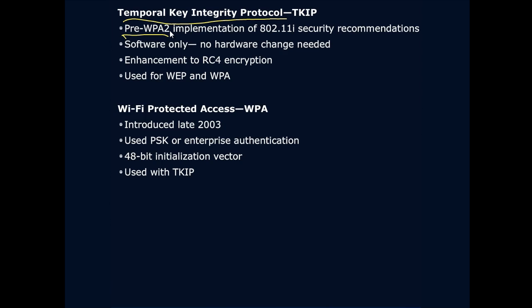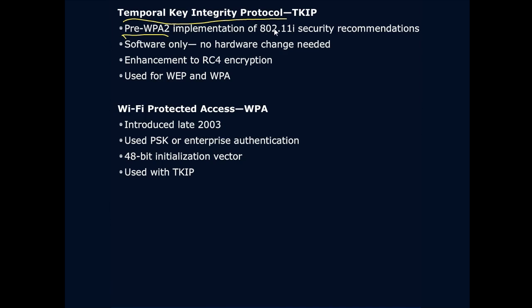TKIP was introduced to fix WEP. That's what it was. When WEP was released, it was almost immediately broken. So everybody had to come up with a way to get this wired equivalency. We wanted privacy on our wireless networks. They decided to use the encryption TKIP in association with WEP. So we're still using RC4. We're still using WEP as the backbone to carry it, but we're using TKIP to make it more secure.